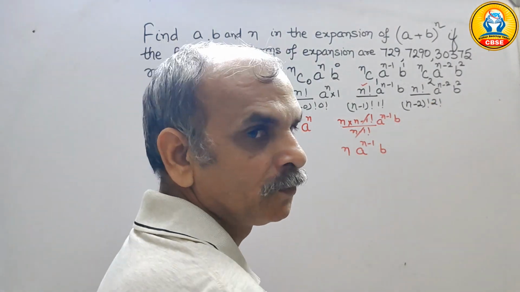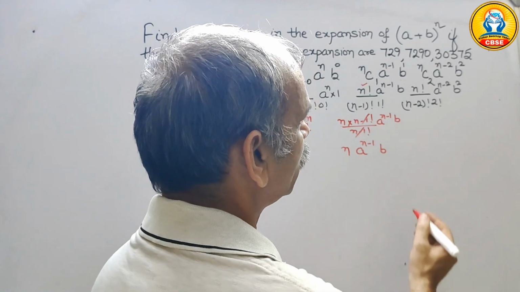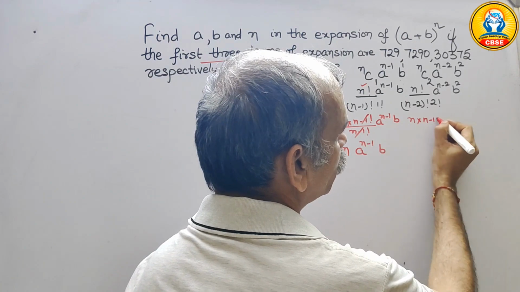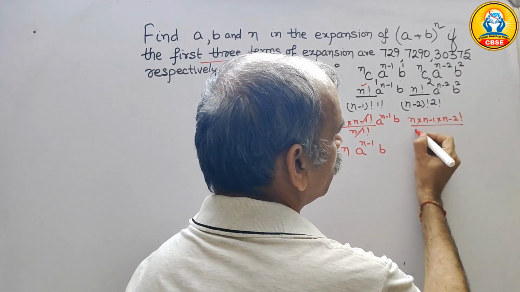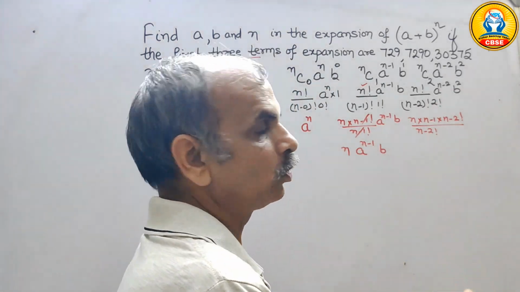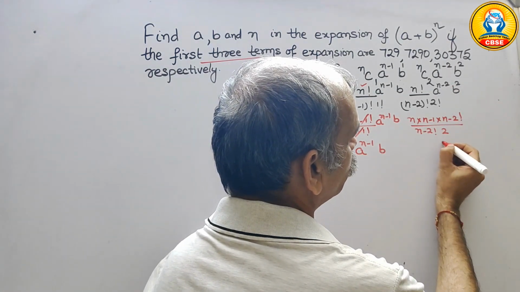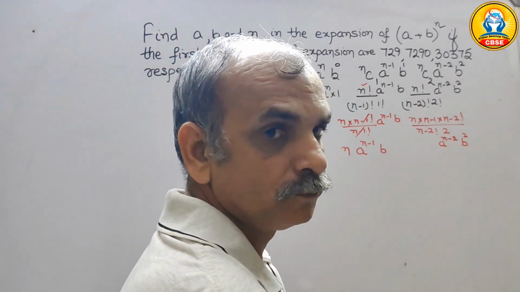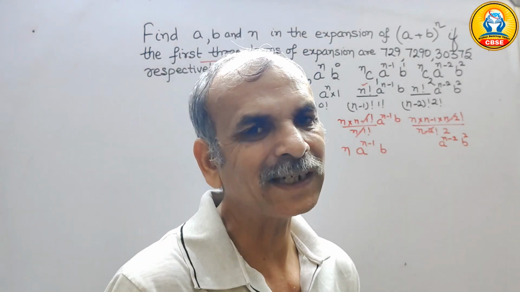Comes to your third one, and we have to expand up to (n minus 2) factorial. So here it will come as n into (n minus 1) into (n minus 2) factorial by (n minus 2) factorial, and 2 factorial is 2 into 1, which is 2 only. And here comes your a to the power of n minus 2 and b square. Now reduce this and this.